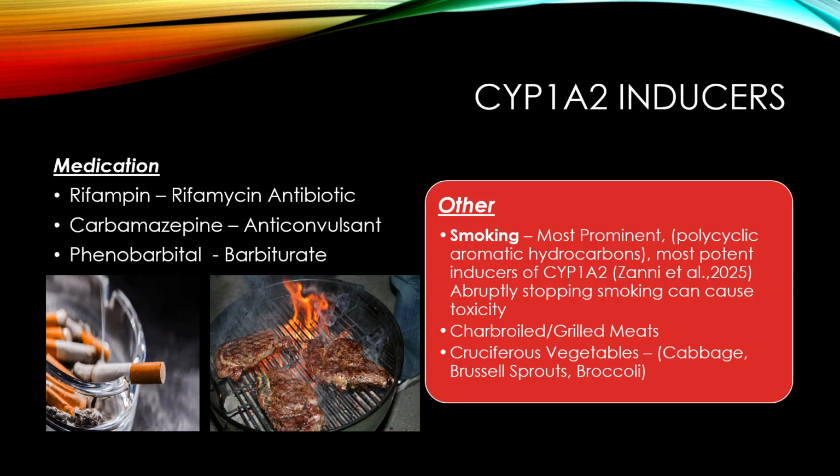Other inducers: smoking, which is the most prominent, and not necessarily from the tobacco or nicotine itself, but the polycyclic aromatic hydrocarbons. It's the most potent inducer of CYP1A2, and studies have shown that smokers have a 6-fold increase in alterations in drug metabolism. It should be known that abruptly stopping smoking can cause toxicity. Other inducers include charbroiled or grilled meats, and cruciferous vegetables like cabbage, Brussels sprouts, or broccoli.